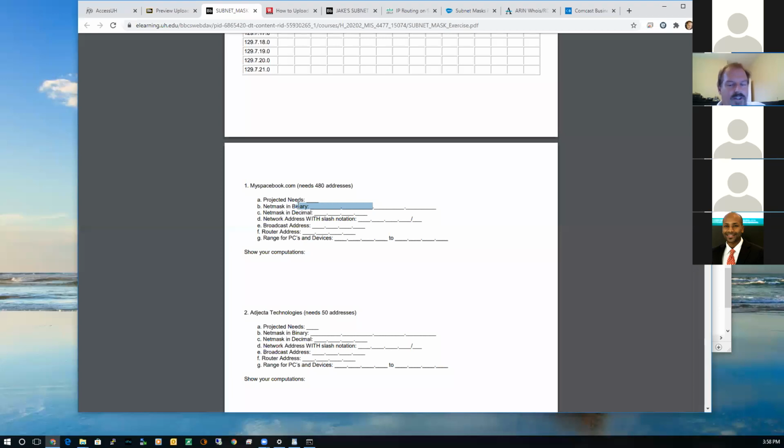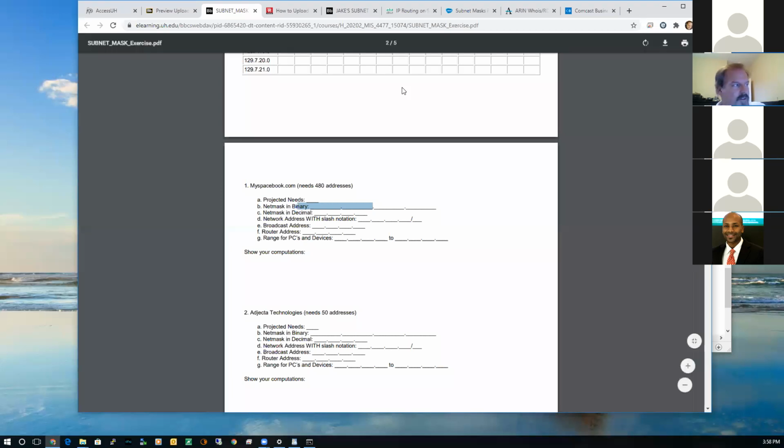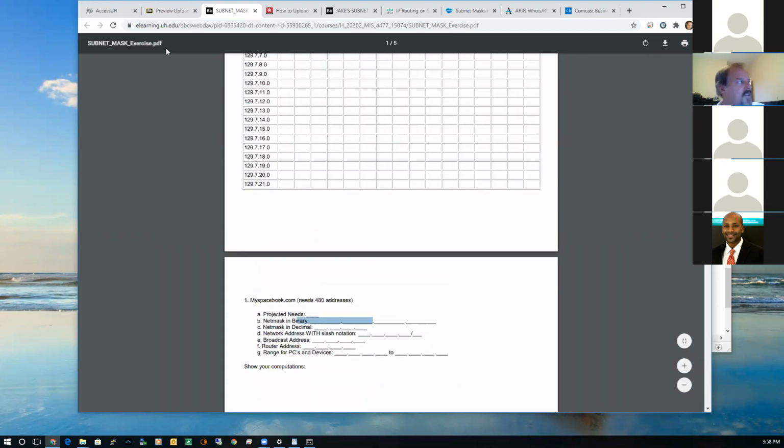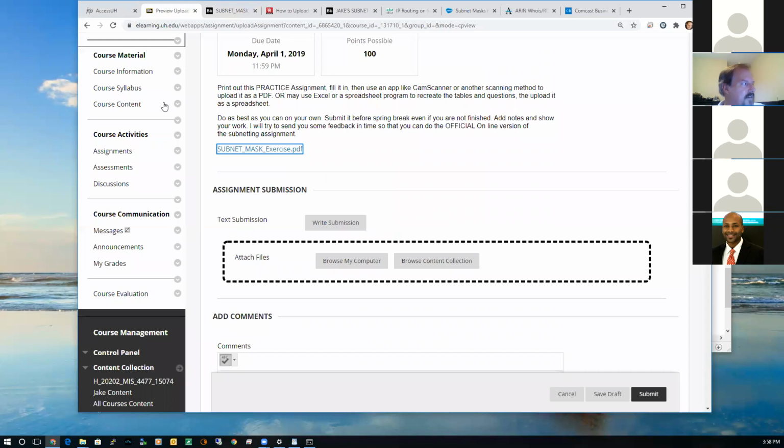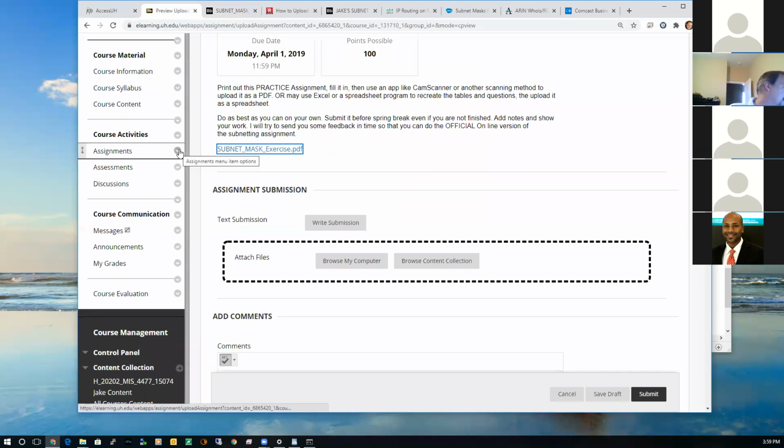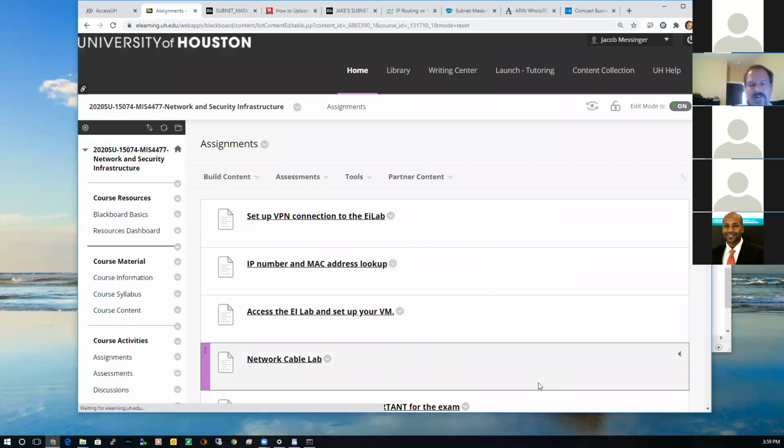Download this, do the paper version, turn that in if you want me to grade it. And then once you feel confident you understand this concept, you can go back and do the electronic version, which will auto-grade itself. And the good thing about the electronic version is I allow you to turn that in as many times as you need to get it right.